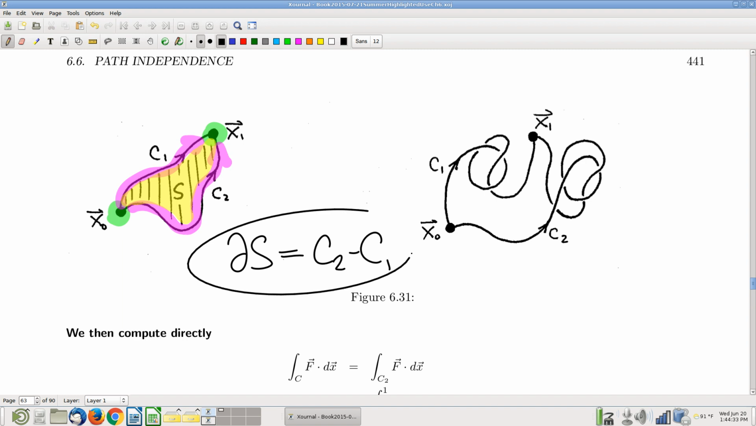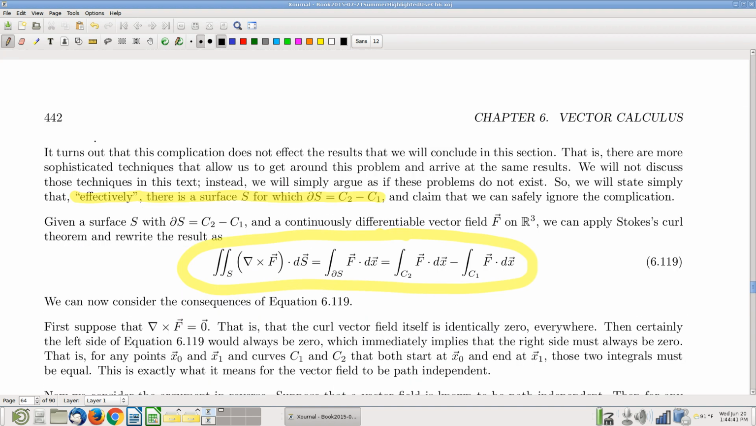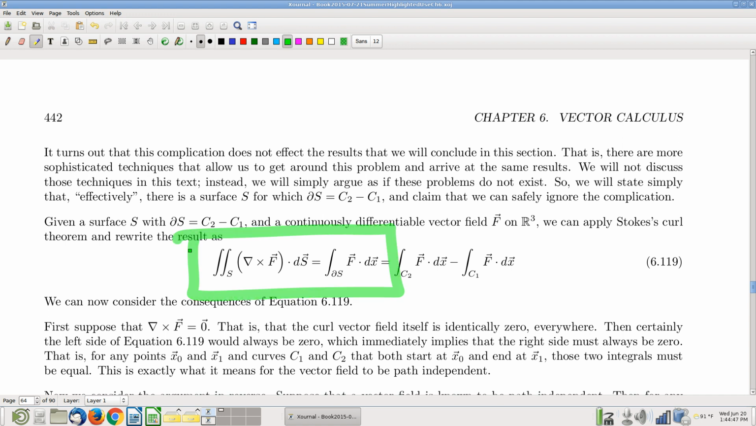So that being said, I'm going to now just write down Stokes' curl theorem as it applies to that picture. Here it is. Stokes' curl theorem. Of course, the boundary of S is C2 minus C1, as we just discussed. And so I can rewrite this as that. There's Stokes' curl theorem as it applies to this picture. The flux through the surface of the curl of the vector field gives you the difference of these two line integrals.